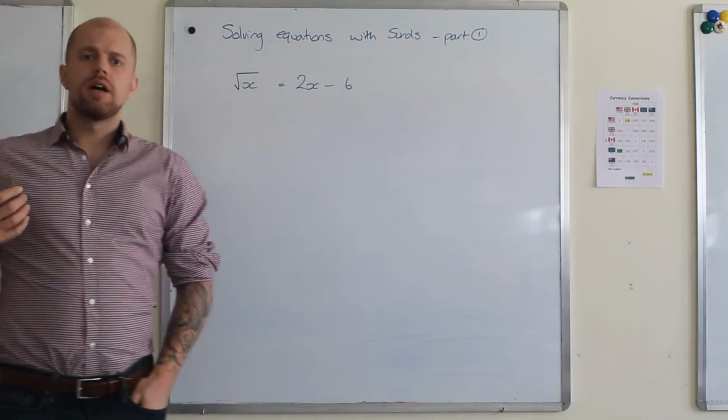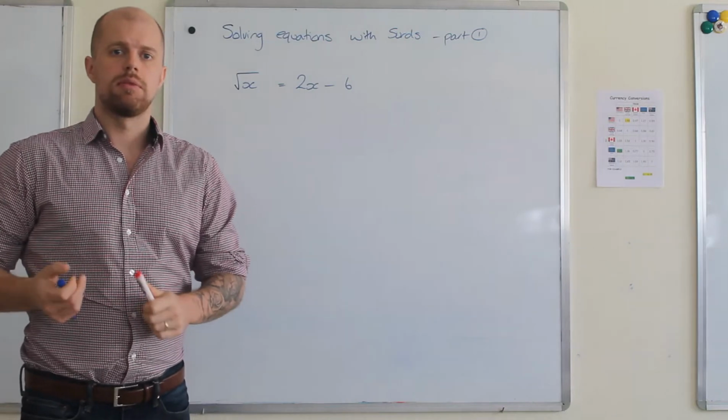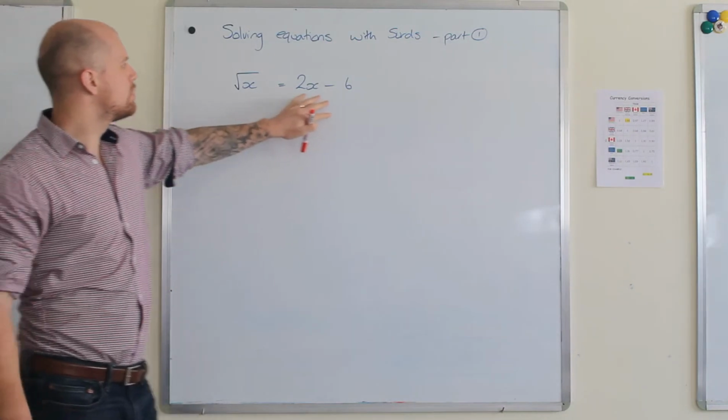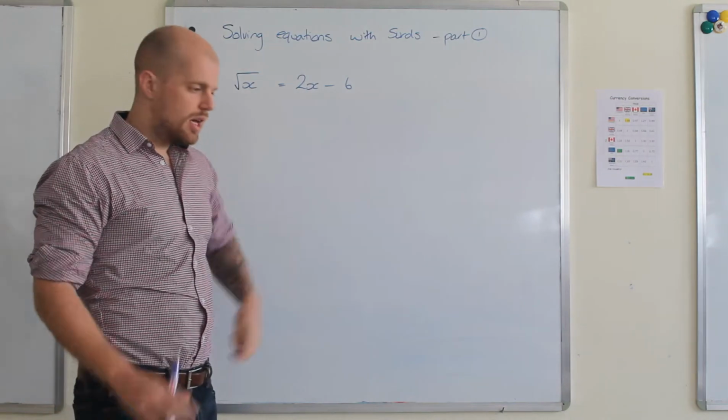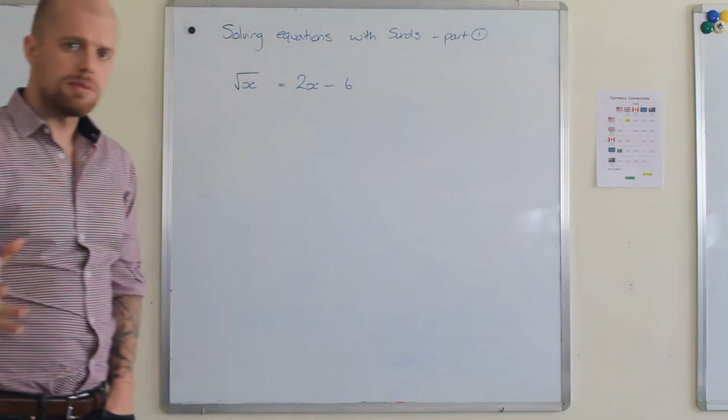So in these two videos we are going to be looking at solving equations that have surds in them. My first example is root x equals 2x minus 6. There are two ways to solve this. I'm going to show you both ways. You can choose a method you prefer.